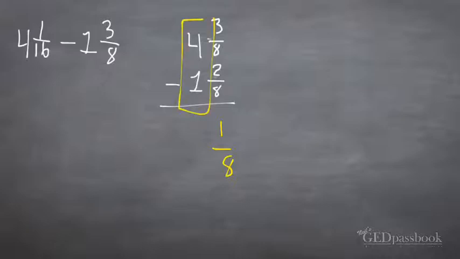Move on to this column. 4 minus 1 is what? Boom, you're done. 3 1/8. That easy, right? And same thing if it was addition.